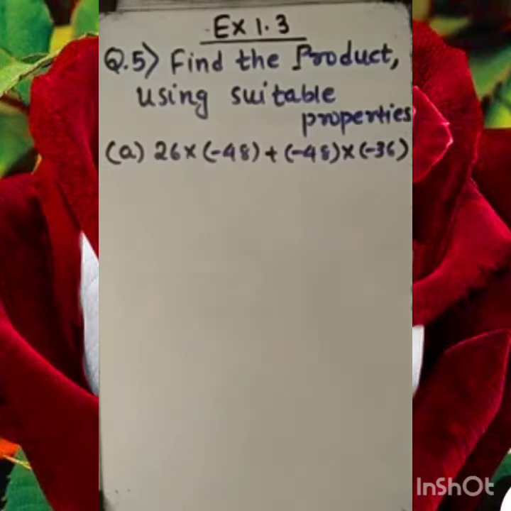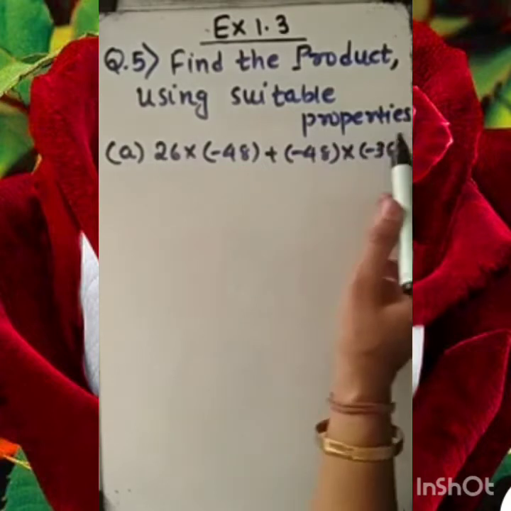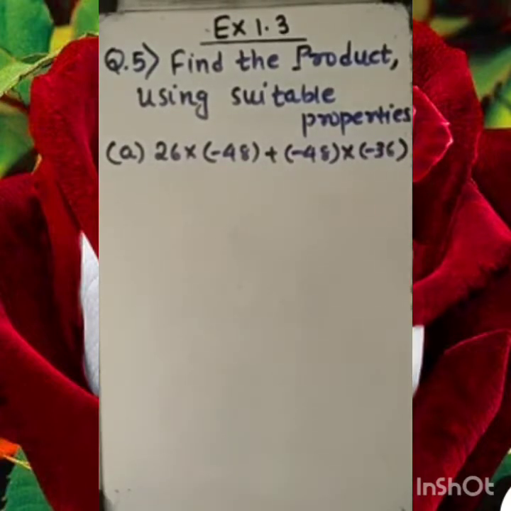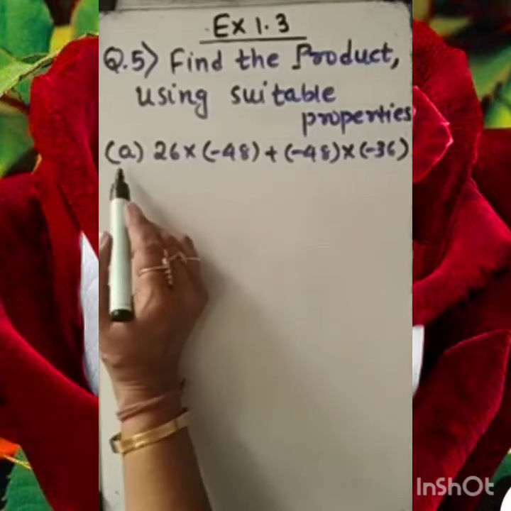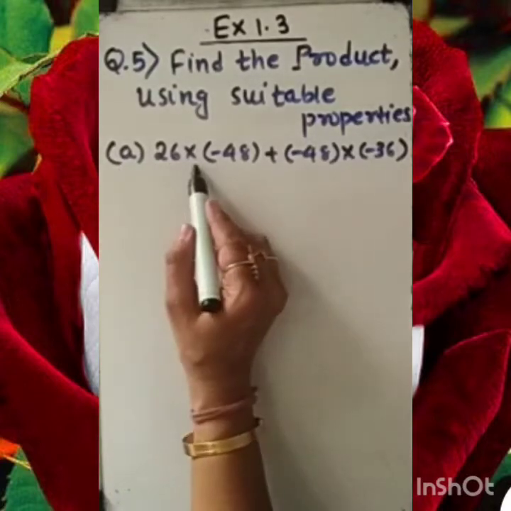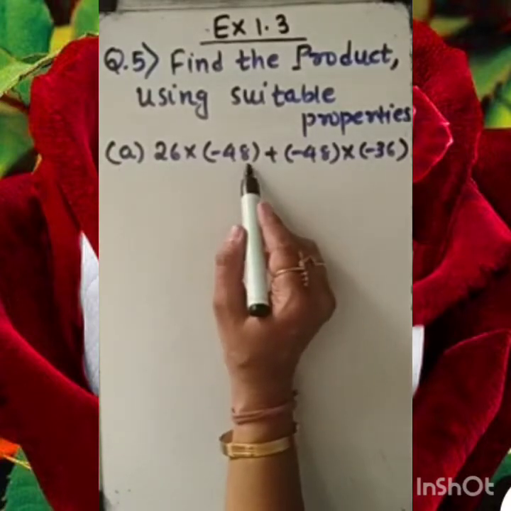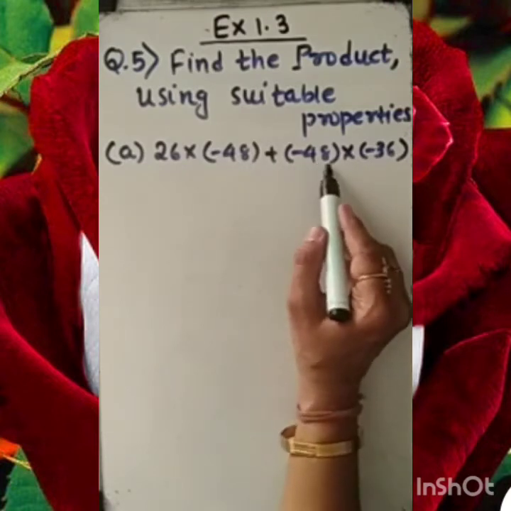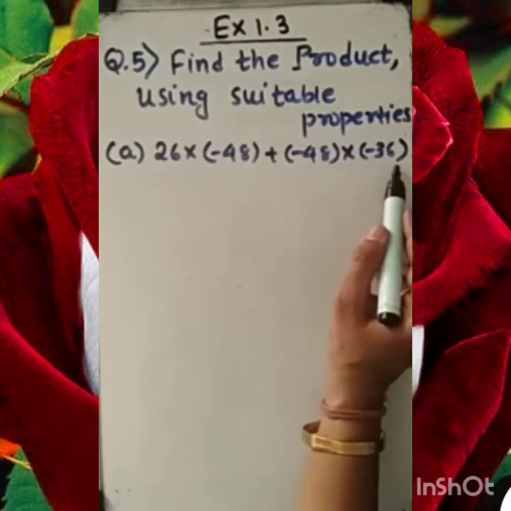Question number 5 of exercise 1.3. The question says: find the product using suitable properties. Using suitable properties, fine. So how to work on that? Let me read the first question. We are given 26 into -48 plus -48 into -36.